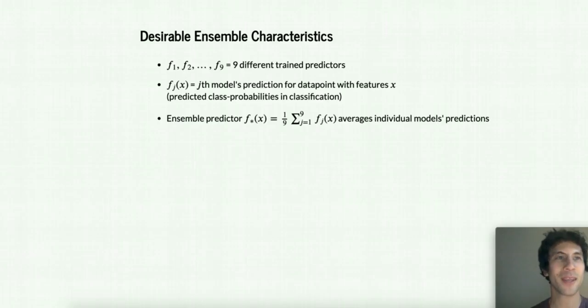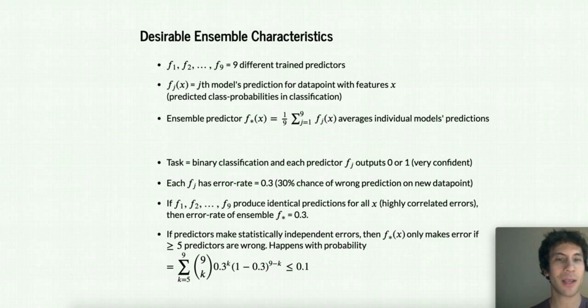Let's consider what characteristics a good ensemble should display. Let F1 through F9 denote the functions learned by 9 differently trained predictors, where Fj of x denotes the jth model's prediction for a data point with feature values x. Here, say, we use predicted probabilities for classification problems. We can construct an ensemble predictor F star of x just by averaging the predictions of the individual models as we previously described.